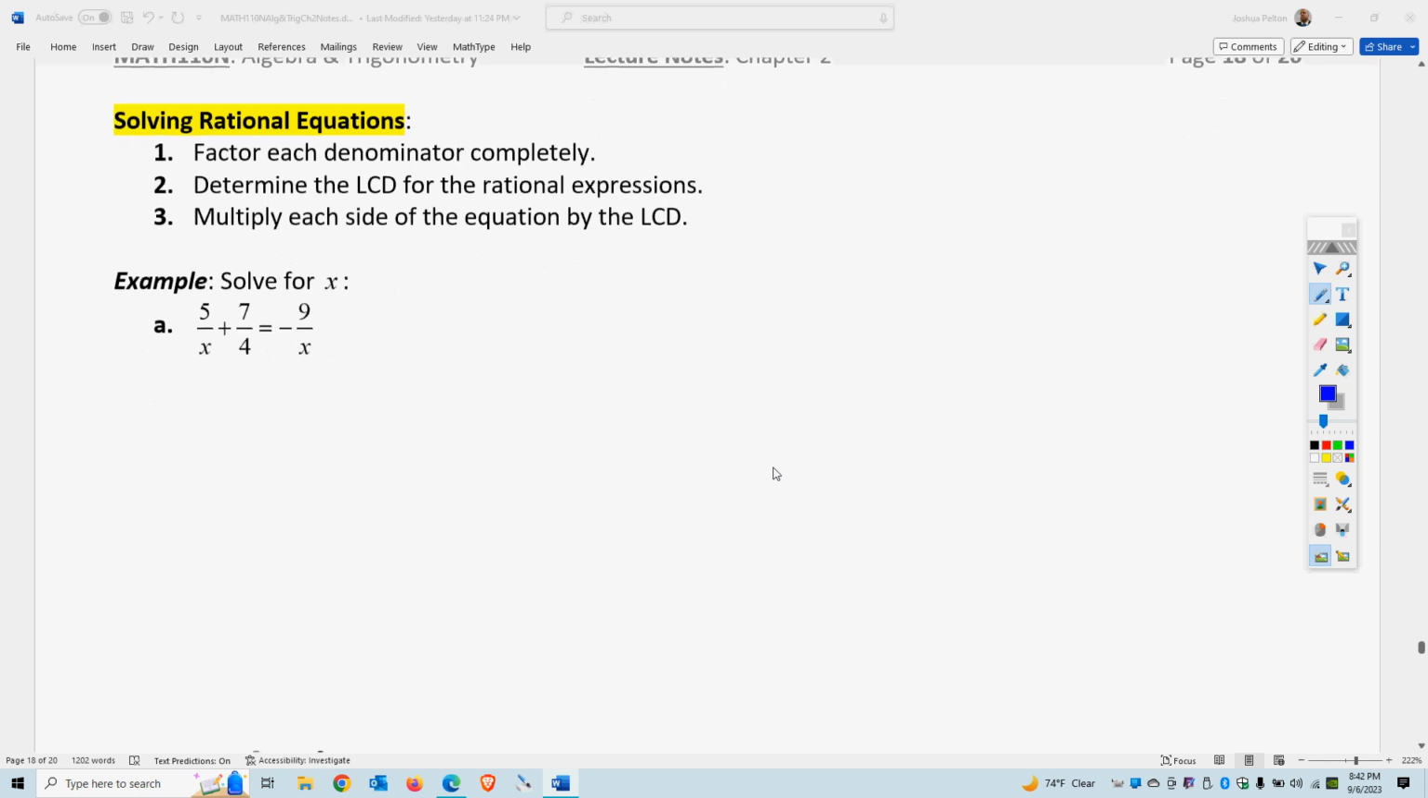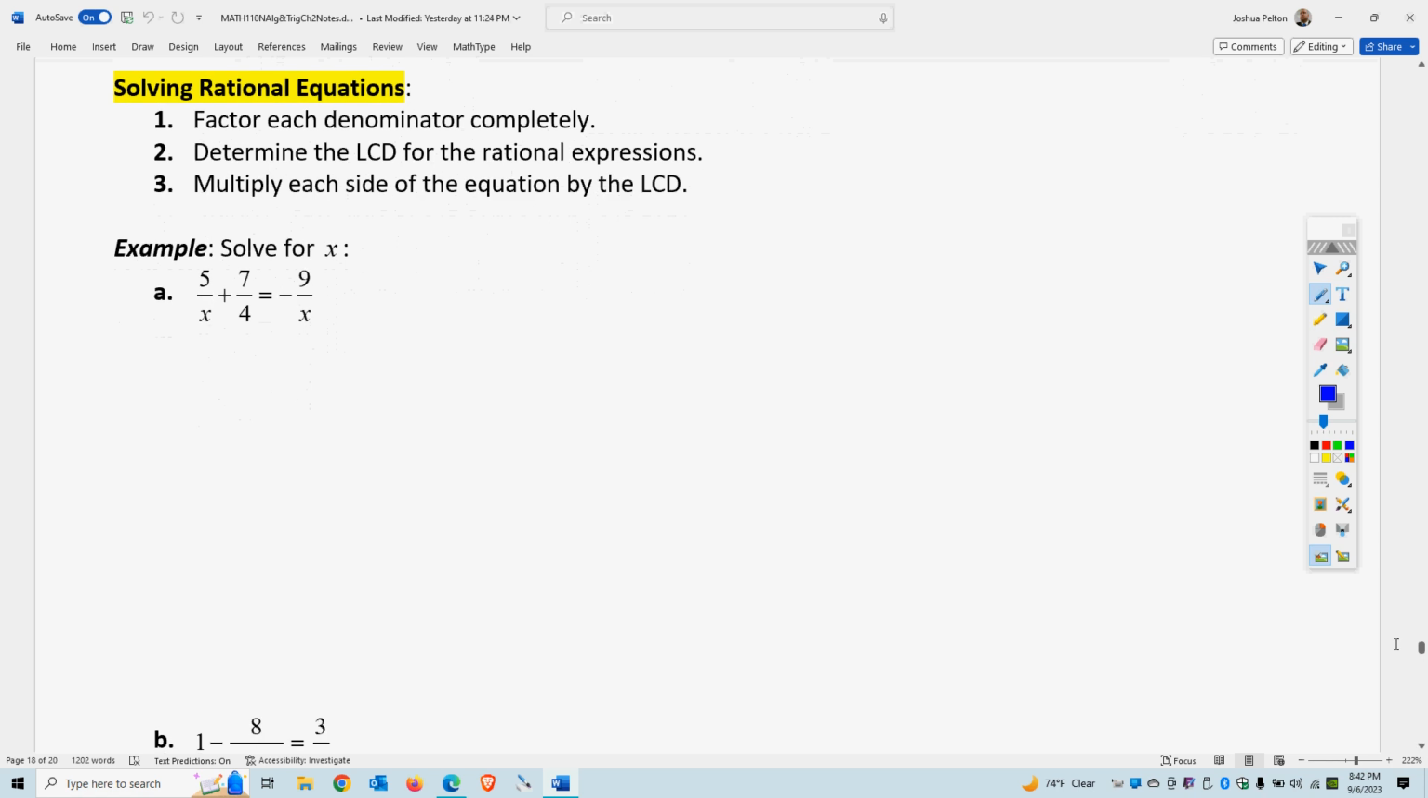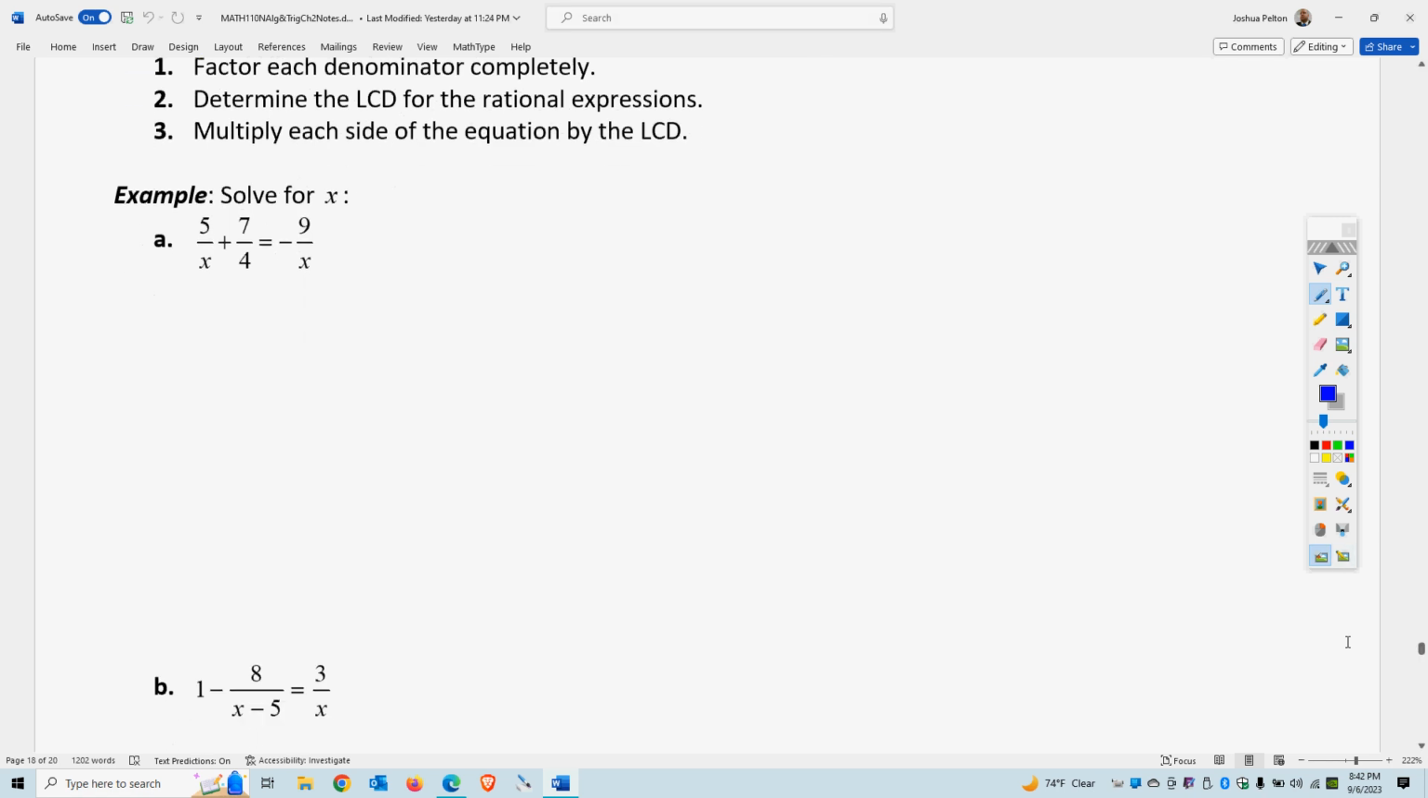Not going to deal with the rational equations. So each ratio is 5 over x, 7 over 4, 9 over x. Those are all ratios. So the basic premise is you can just get rid of the ratios by doing a quick LCD trick, and it reverts back to all of the methods that we did in the past.